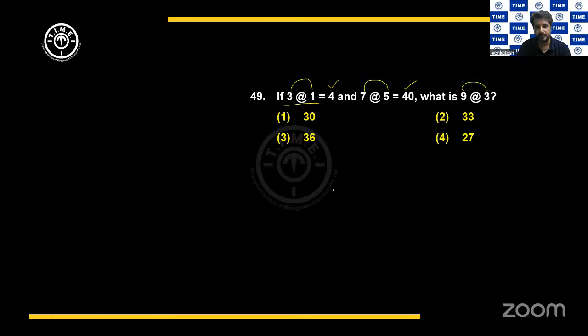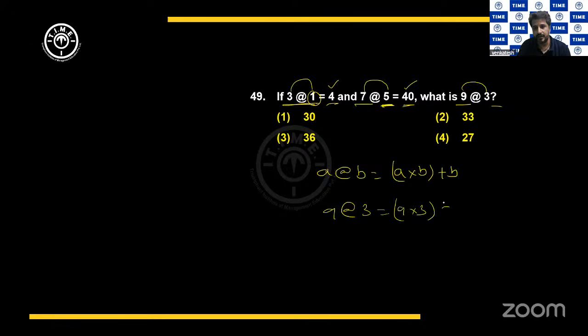Right. If the given one is in the form of A at the rate B, that means A into B plus B. So 3 into 1, 3 plus 1, 4. 7 into 5, 35 plus 5 is again 40. 9 into 3, now 9 at the rate 3. 9 into 3, 27 and again 3. So 27 plus 3, 30. Choice 1.